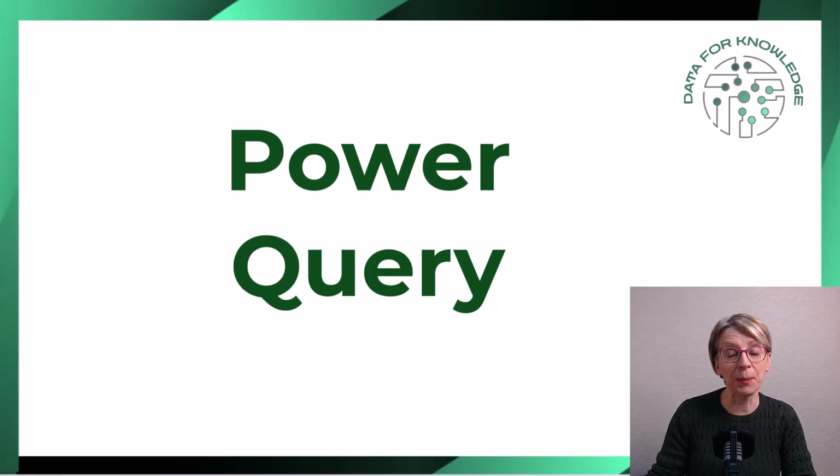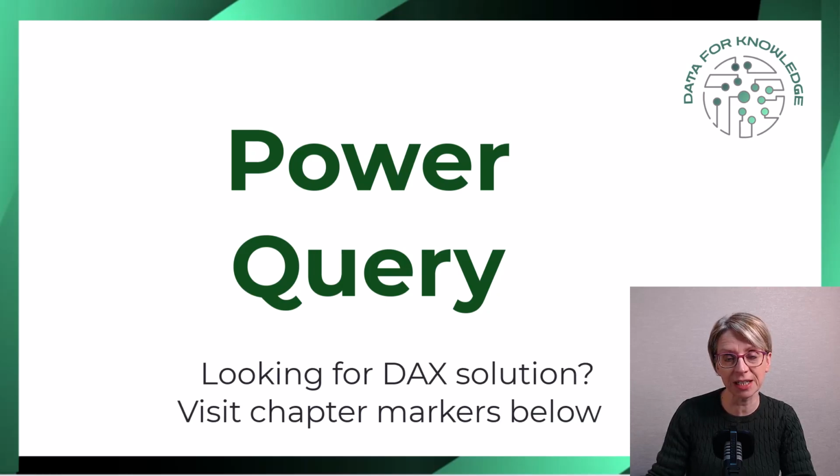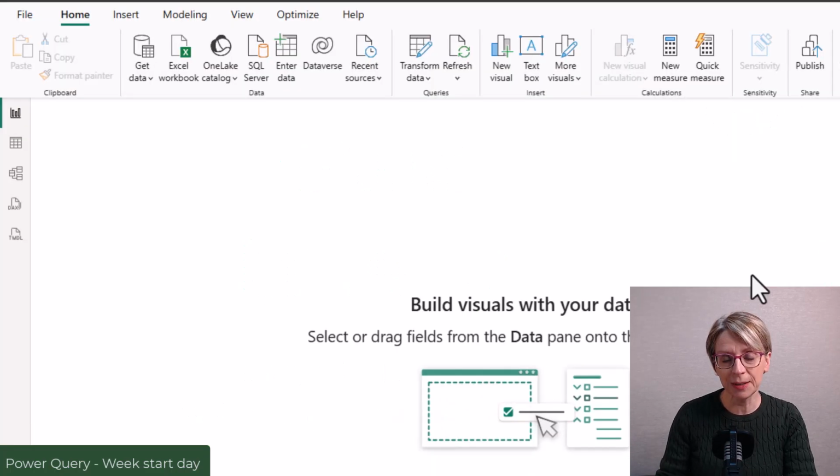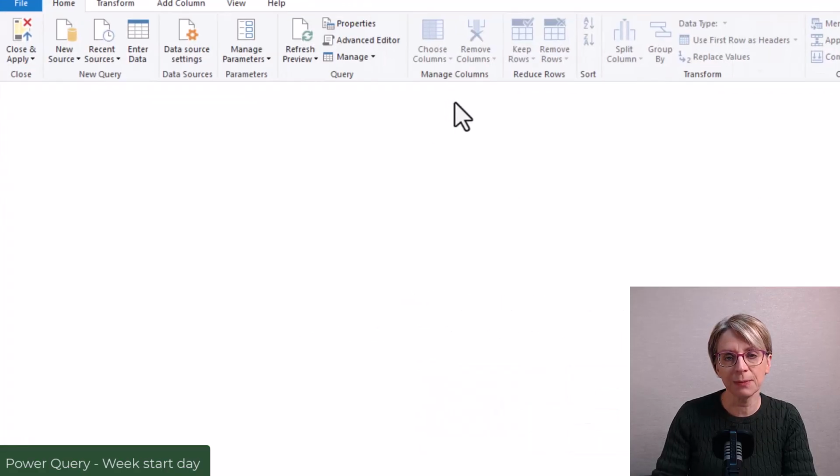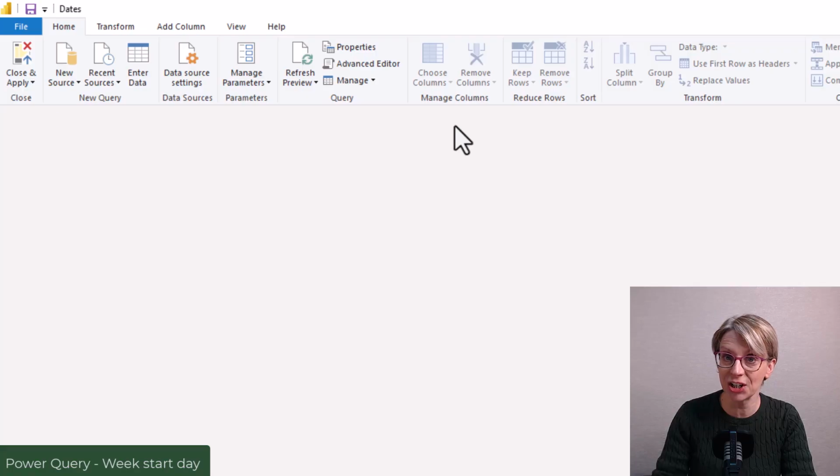I'll start with the Power Query solution. However, if you're looking for the DAX fix, please use the chapter markers below to jump straight to that section. Using Power Query is a cleaner and more robust way to change the start day of a week. And to do this, I go to Transform Data to open up the Power Query editor.